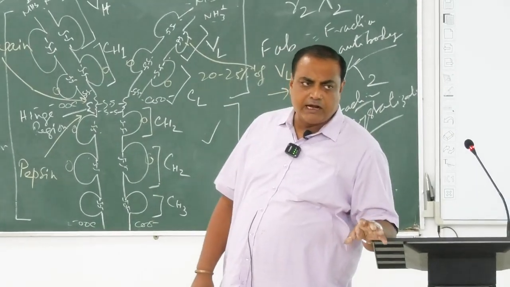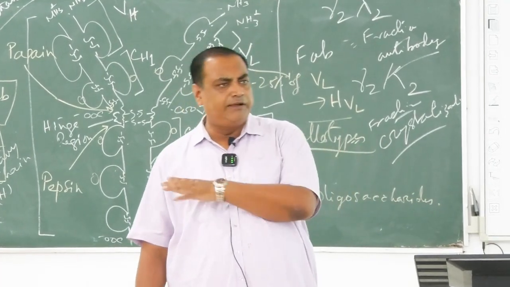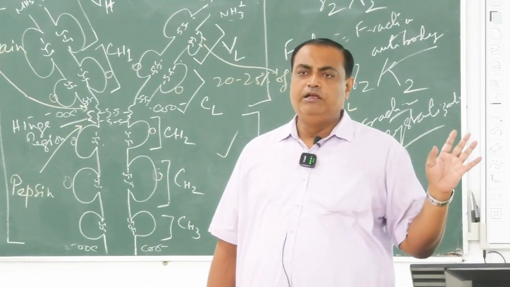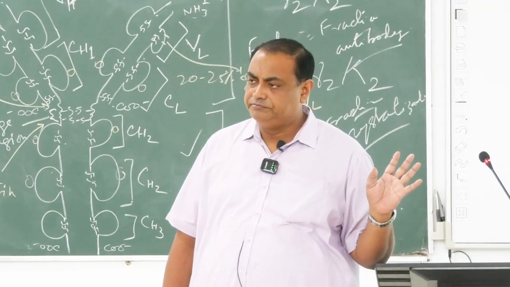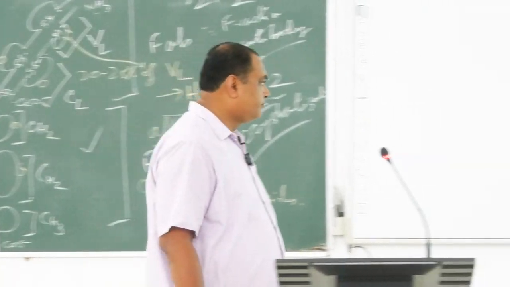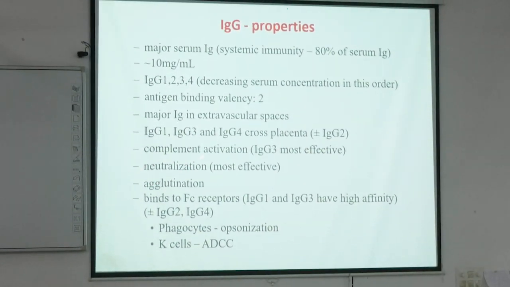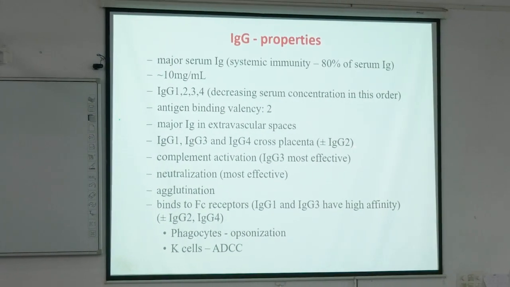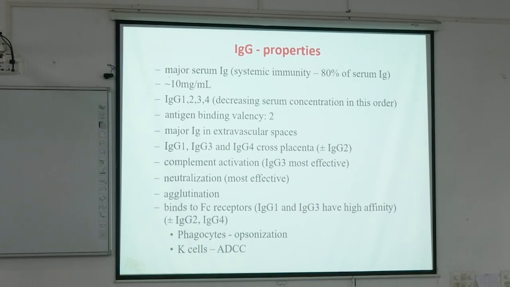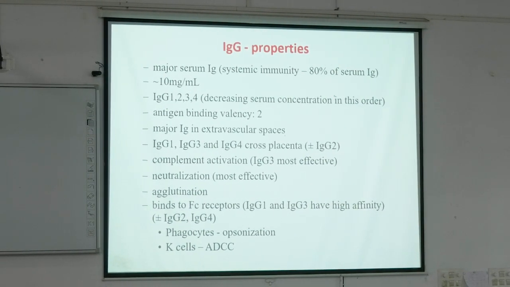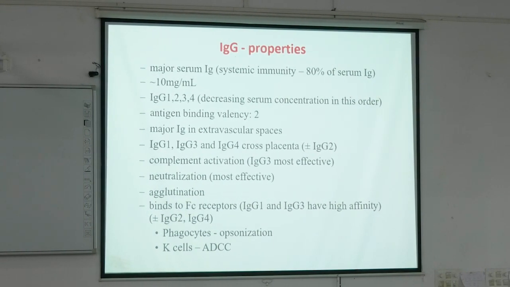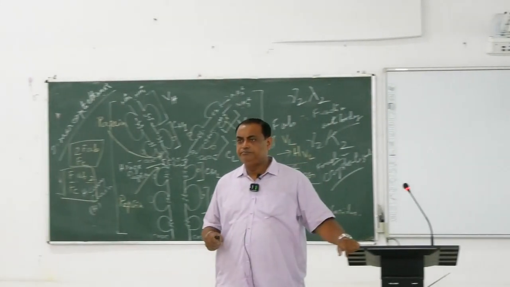IgG accounts for the maximum amount of immunoglobulins, around 80%. If you collect all the immunoglobulins from the body, 80% will be IgG. So what do they do? Complement activation, IgG yes, rest all negative. What is complement activation? What is followed by complement activation?